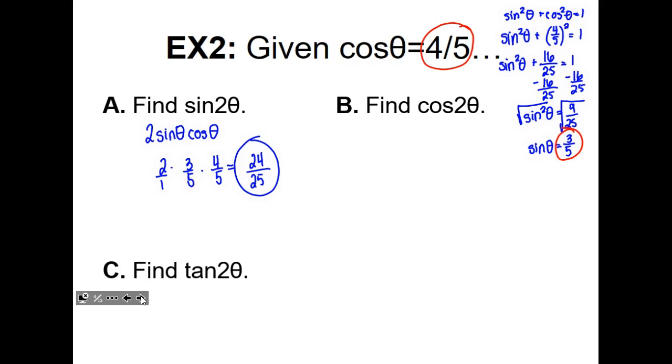Questions there? Cosine 2 theta, that's going to be cosine squared theta minus sine squared theta. So we're going to have cosine is 4/5, so 4/5 squared minus sine is 3/5, so 3/5 squared. So that's going to give us 16 over 25 minus 9 over 25, which will give us 7 over 25.